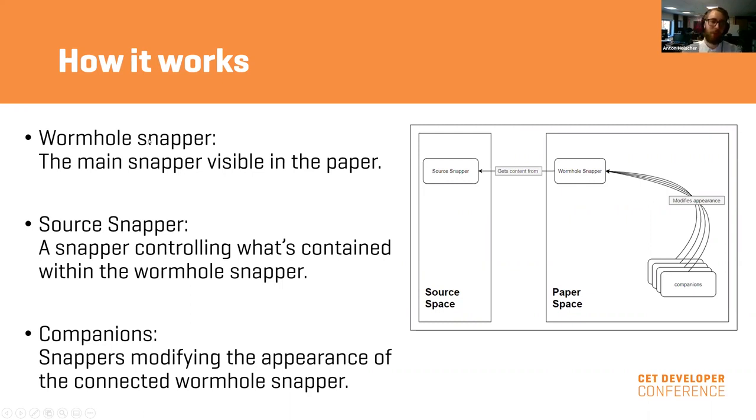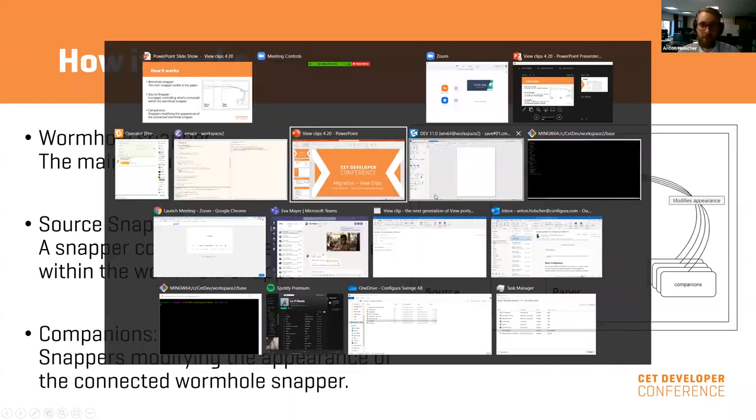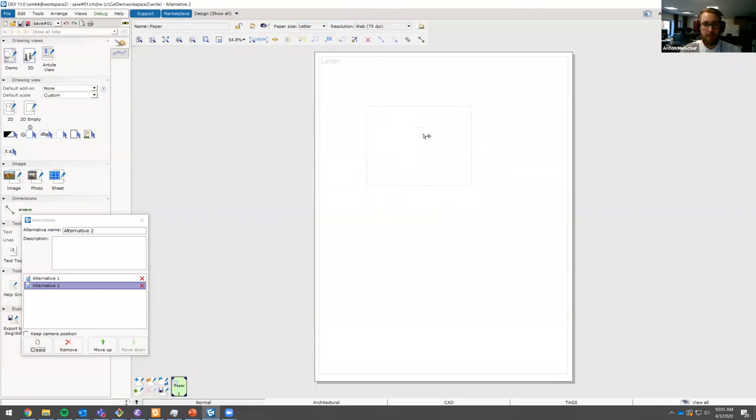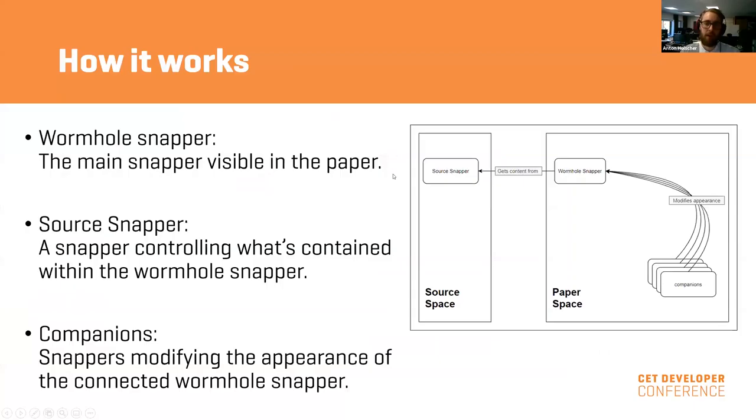One is called the wormhole snapper, and that is the snapper that you see on the paper. So if I just show quickly in the program here, this is the wormhole snapper. It's what you see in the paper and what displays the content on the paper, basically. And then we also have something called a source snapper. The source snapper decides what the wormhole snapper shows in its content.